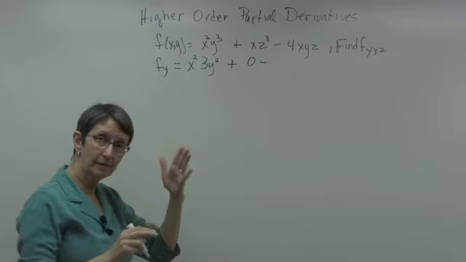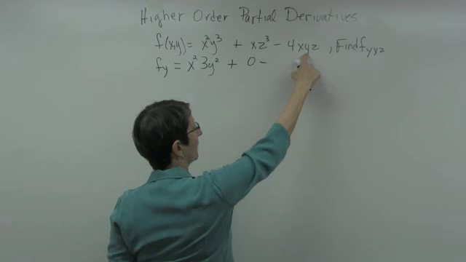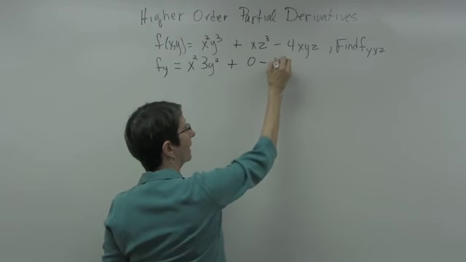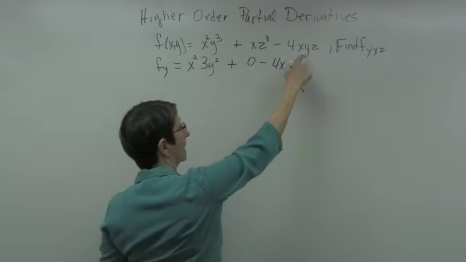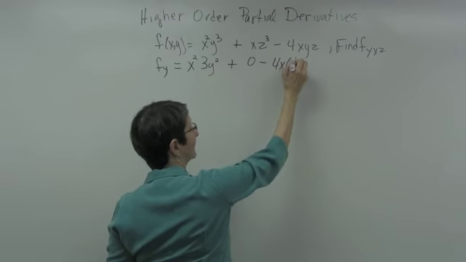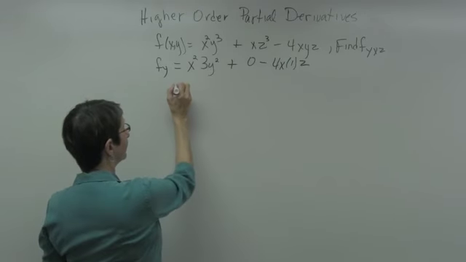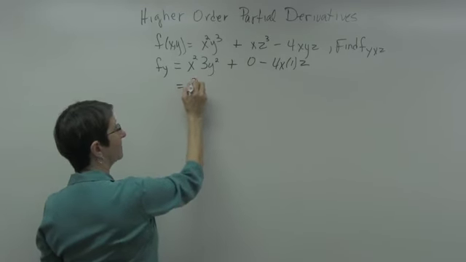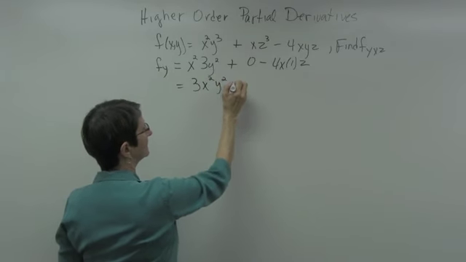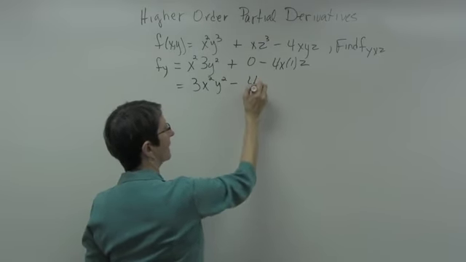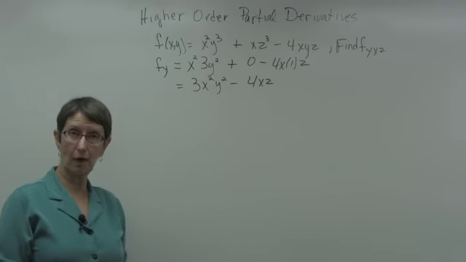Minus. Keep in mind, the y is the variable we're working with. So I have a y right here, so that 4x is a constant multiplier. The derivative of y is 1, and z is just another constant multiplier. So if I simplify this, I like to have my constants first. 3x squared y squared minus 4xz. That's my derivative with respect to y.